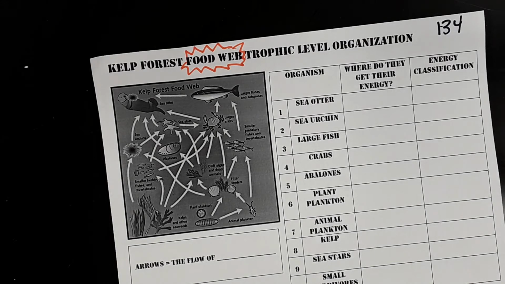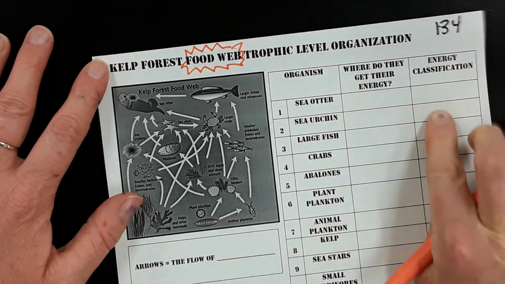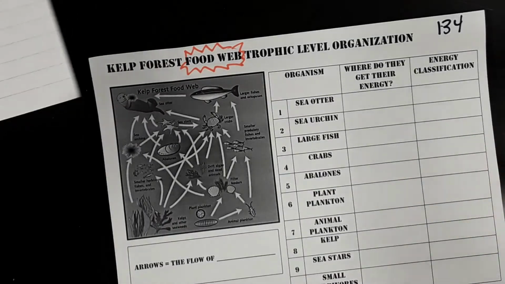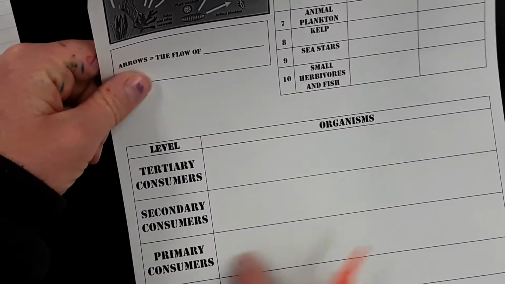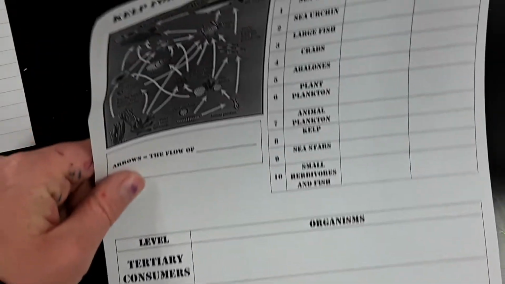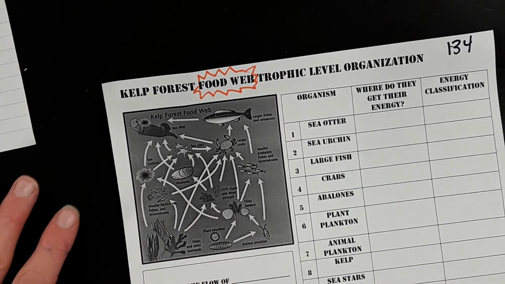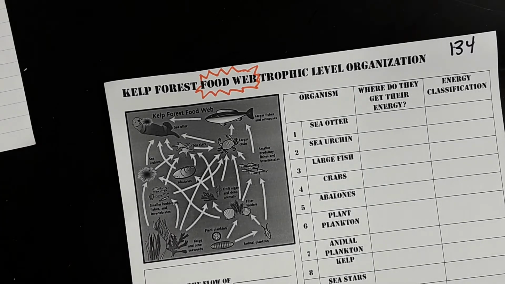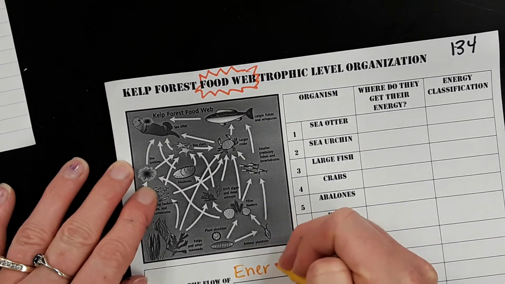And what we're looking at, you're going to look at the food web, and then you're going to figure out where these organisms get their energy, and their energy classification. What are they? Are they a heterotroph, an herbivore, an omnivore, a carnivore? So figure out what they are. And then after that, we're going to divide them up into the producers, the primary consumers, the secondary consumers, and the tertiary consumers. So when you're looking at the food web, we're looking at multiple feeding relationships. We have arrows here, and the arrows are showing us the flow of the energy. So the flow of energy is being shown through the arrows.